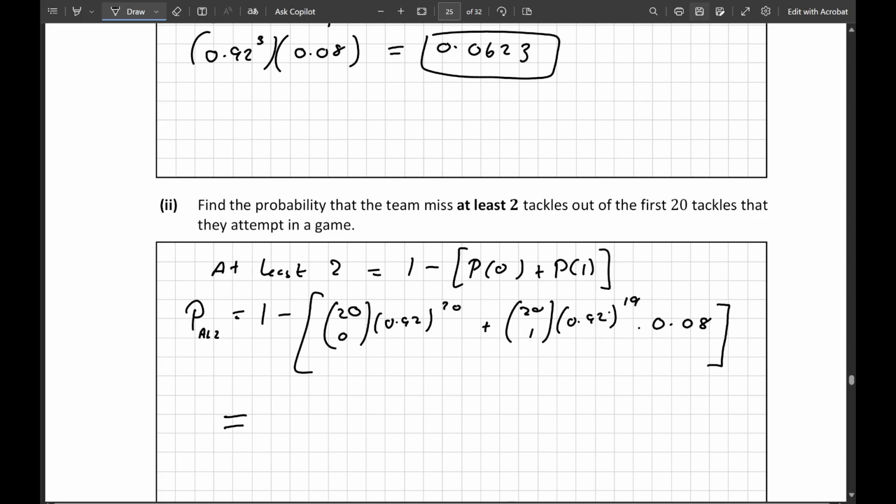So 20 choose 0 is 1, so it'd be 1 take away 0.92 to the power of 20. Well, let me type this properly into my calculator. So 20 times 0.92 cubed plus, no, the first one is 1. 20 choose 0 is 1. So it'd be 0.92 cubed plus 20 times 0.92 to the 19 times 0.08. And I get a math error. Where am I going wrong?